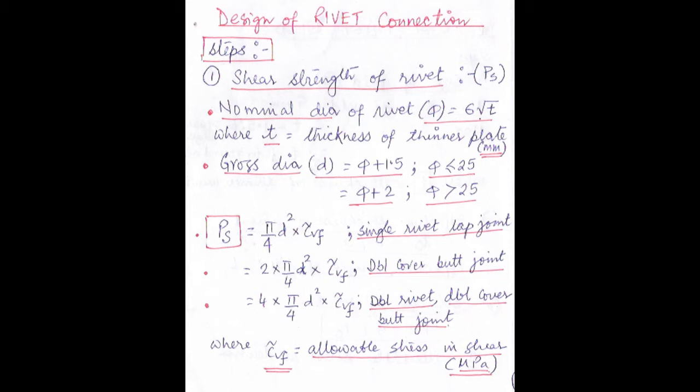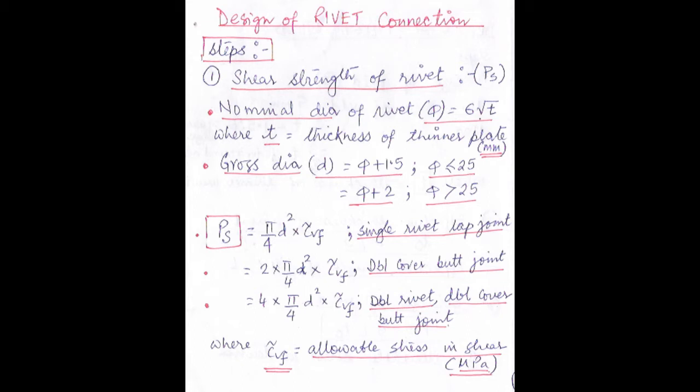Next is gross diameter. Gross diameter is denoted as small d. So d is equal to phi plus 1.5. This is valid if the nominal diameter, that is phi, is less than or equal to 25 millimeter. But if nominal diameter phi is greater than 25, then gross diameter can be found out by d equal to phi plus 2. So this is the basic definition of the nominal diameter and the gross diameter.